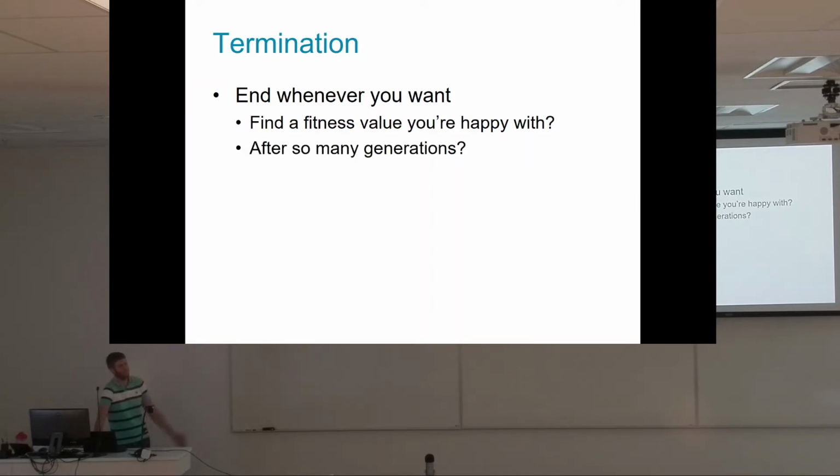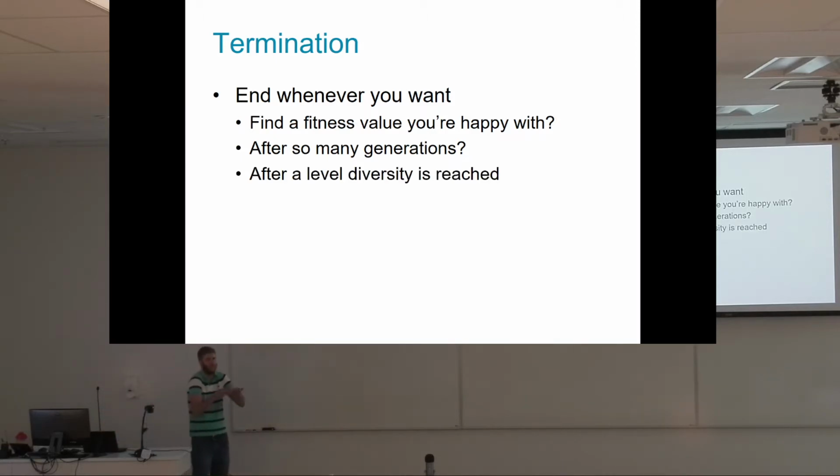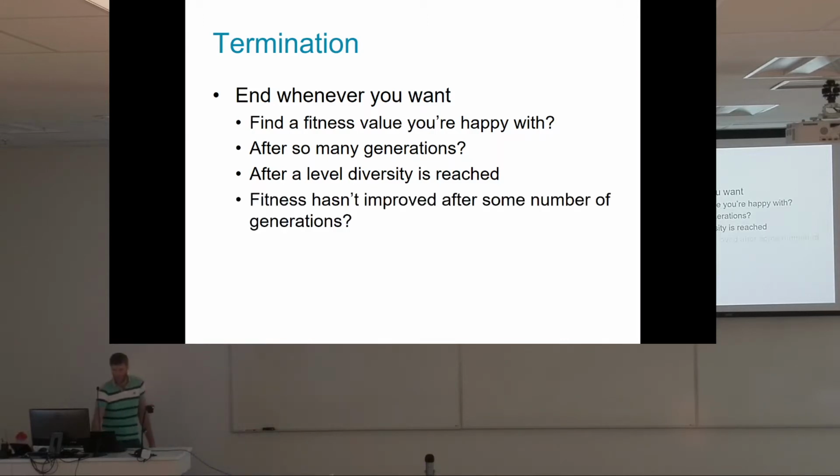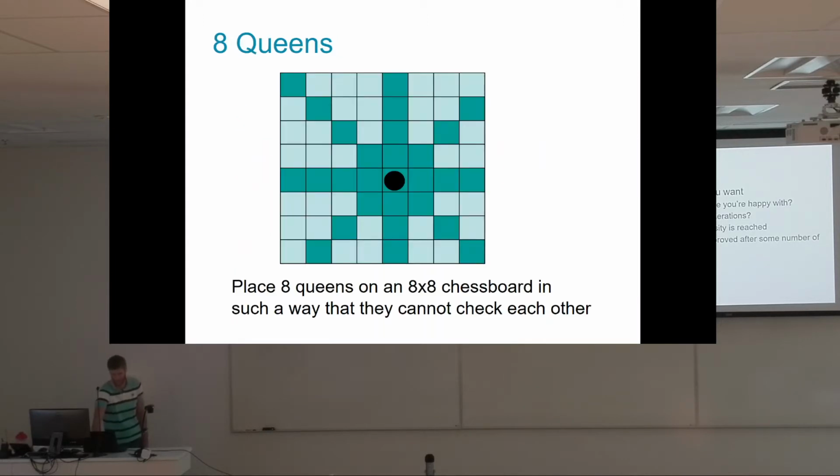Maybe I say run for 1,000,000 generations, then stop. Maybe you care about diversity in the population, and once it hits a level of diversity, you stop. Whatever you want, it doesn't matter. Fitness has improved after some number of generations, stop. All of these are workable. Usually what I do is just say run for like 1,000,000,000 generations, then I look at the results. And hopefully I get something good.